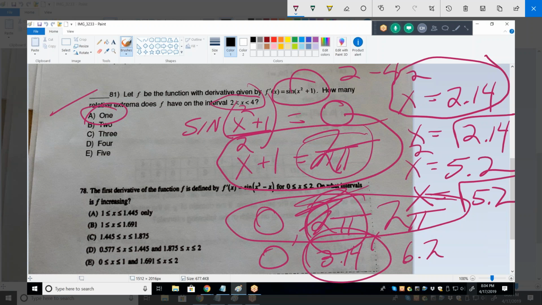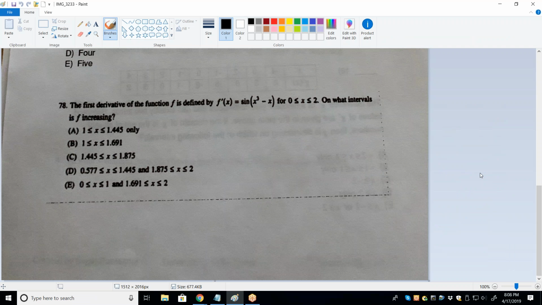Yeah, okay. You tell me when you have to go. I'm willing to do another problem or two. Let's do this last problem on this page, and then we'll. Okay.